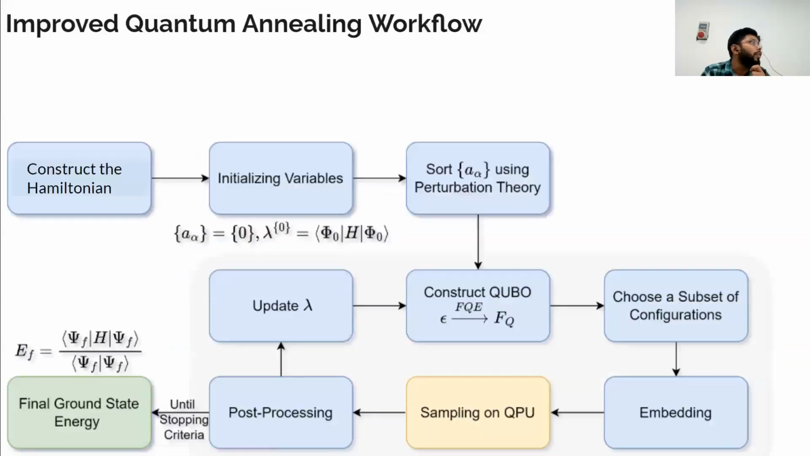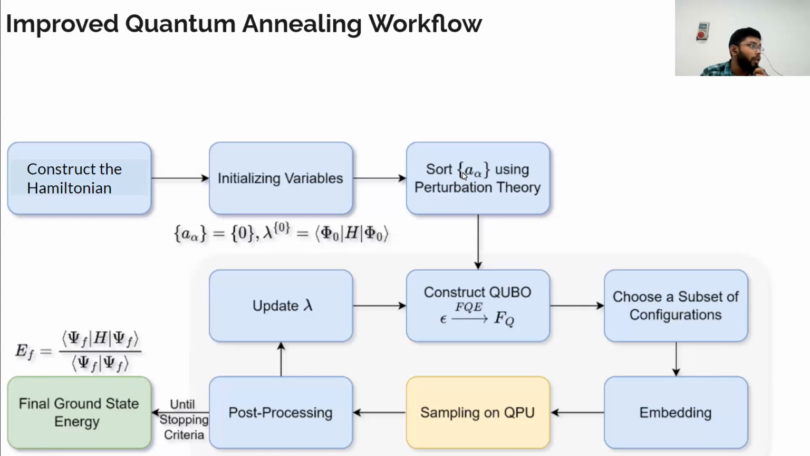So I will just go through the steps of the workflow, and I will explain each of these parts as I go through them. The first step is that we construct the Hamiltonian. Then we initialize the variables. By initializing variables, I mean that we start with a guess wave function of the Hartree-Fock wave function. So A0, the first dominant configuration, is set to 1, while all the other expansion coefficients are set to 0. And the value of lambda is set to the Hartree-Fock energy.